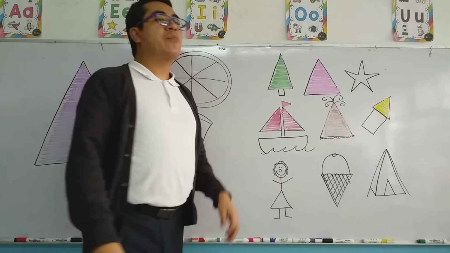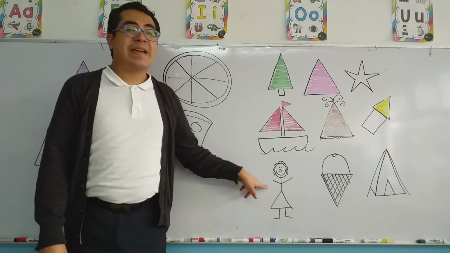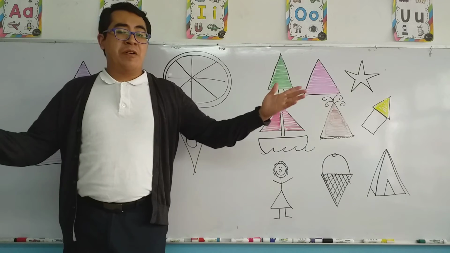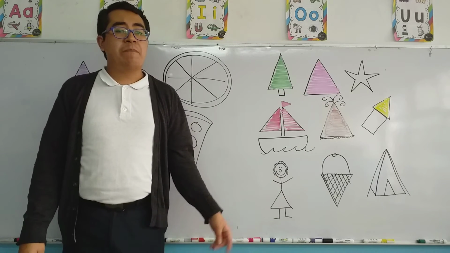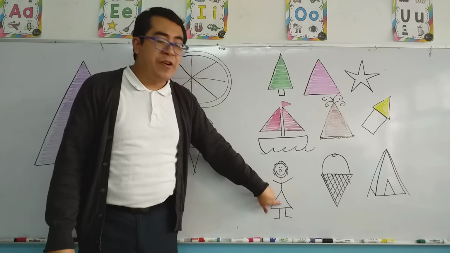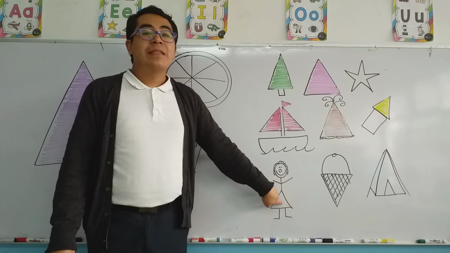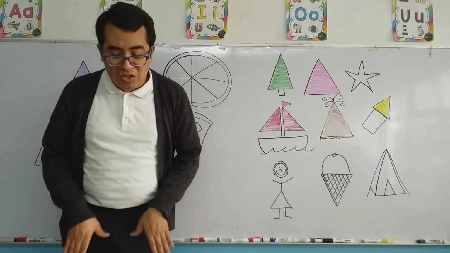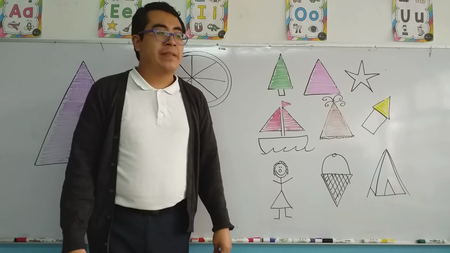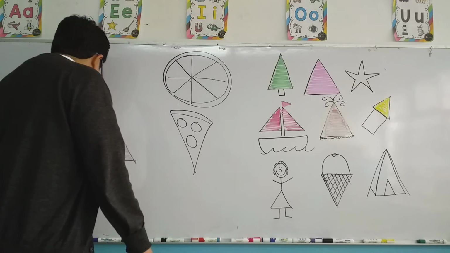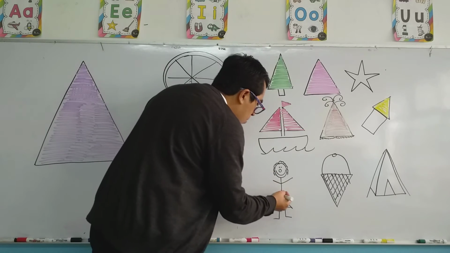Then we continue with the third row of objects, starting with the girl. Now the girl, the person, doesn't have a geometric shape, but the skirt, it does, and it looks like a triangle. So skirt, falda, the skirt, we paint it. Now color for the skirt, we can use blue.